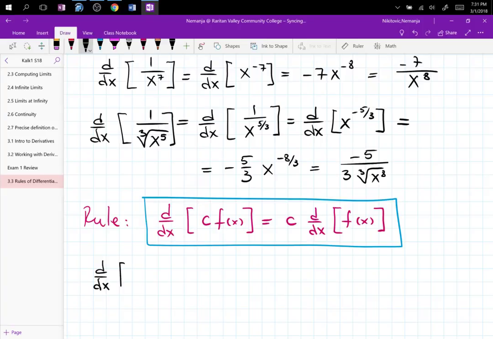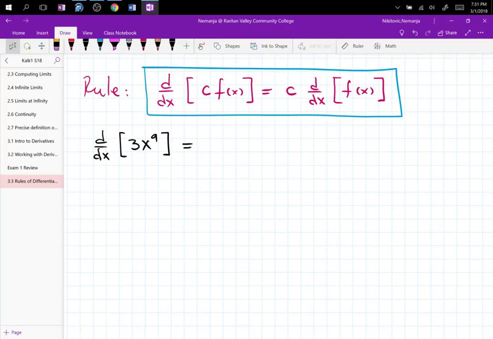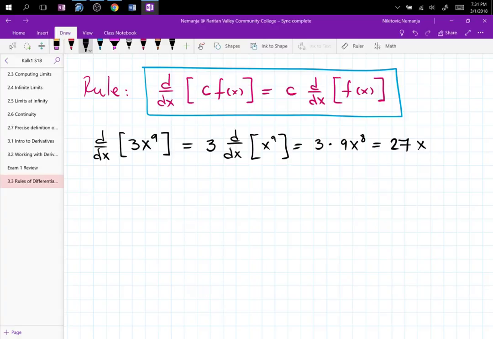So let's say you have the derivative of 3x to the 9th. Well, we know how to take the derivative of x to the 9th. We don't know what to do with 3 yet. And that's what the rule helps us with. The rule tells you that you can kick 3 all the way outside and then focus your derivative only on x to the 9, which is our good old x to the n rule. So copy 3 times, and then we have 9x to the 8 for the total of 27x to the 8.